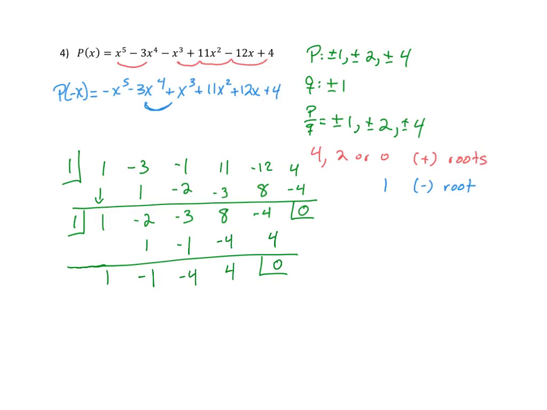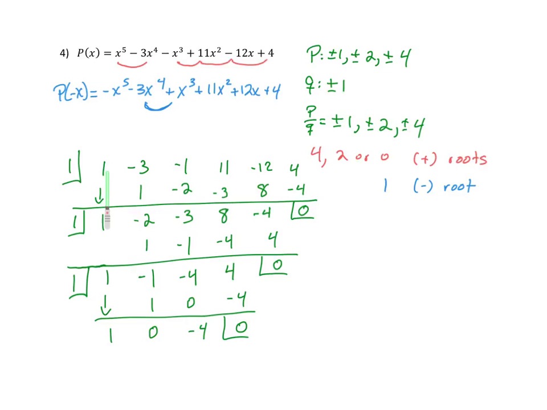Okay. And again, I've got to check again if that 1 is a zero, because it could be a triple zero. So again, I'm using those numbers right there. I'm bringing down the 1. 1 times 1 is 1. Negative 1 plus 1 is 0. 0 times 1 is 0. Negative 4 plus 0 is negative 4. Negative 4 times 1 is negative 4. So this is 0. Okay.